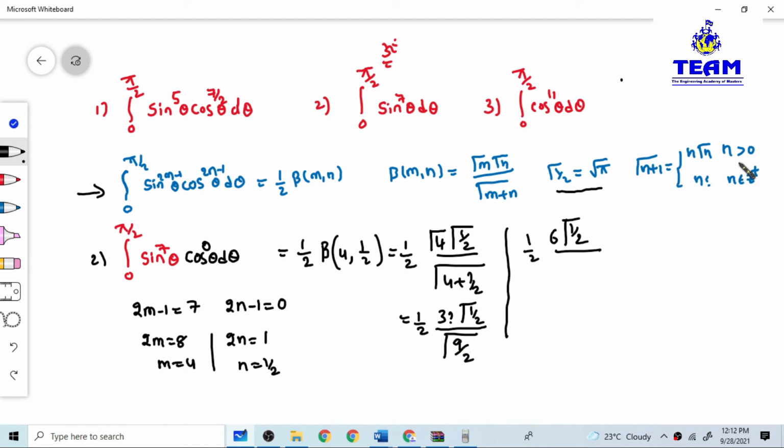9 by 2 is greater than 0, so you can apply the n into gamma n formula. So gamma 9 by 2 you can write as 7 by 2 into gamma 7 by 2. 7 by 2 you can write as 5 by 2 into gamma 5 by 2. 5 by 2 you can write as 3 by 2 into gamma 3 by 2. Gamma 3 by 2 you can write as 1 by 2 into gamma 1 by 2. So the numerator gamma of 1 by 2 and the denominator gamma of 1 by 2 both get cancelled. Here you have 2 1s are 2, 2 3s are 6.